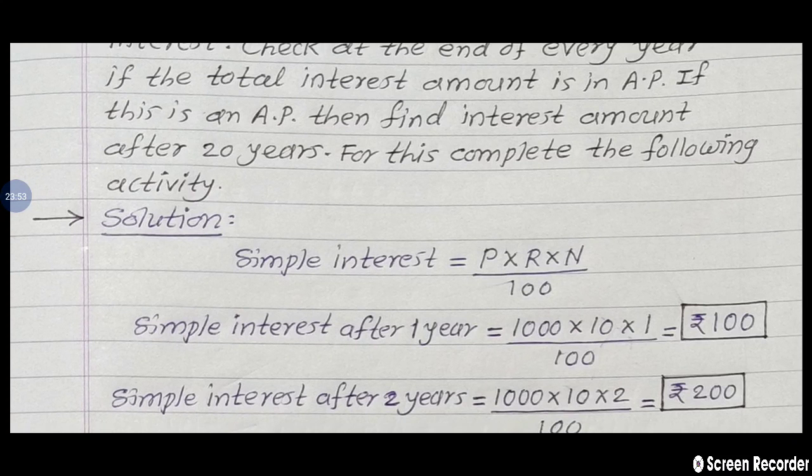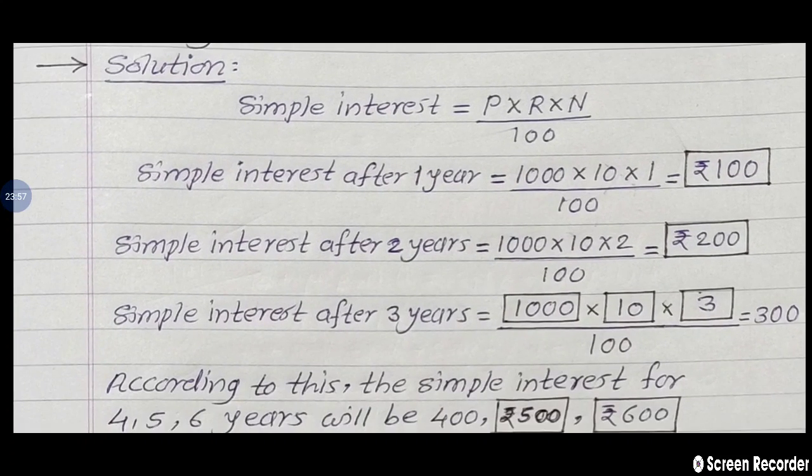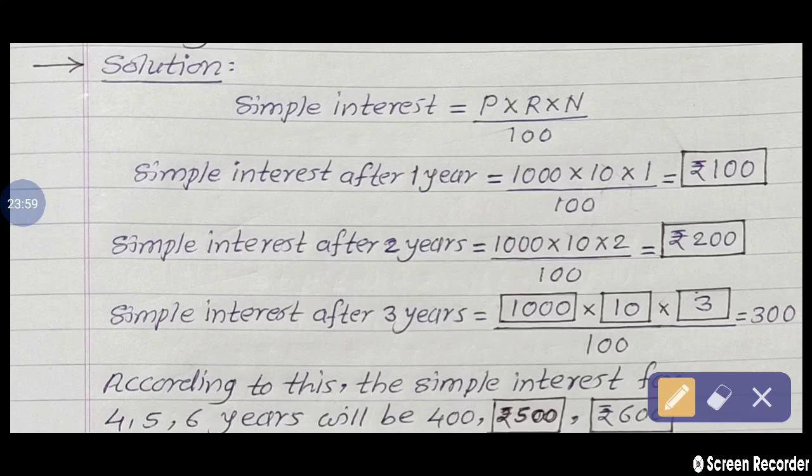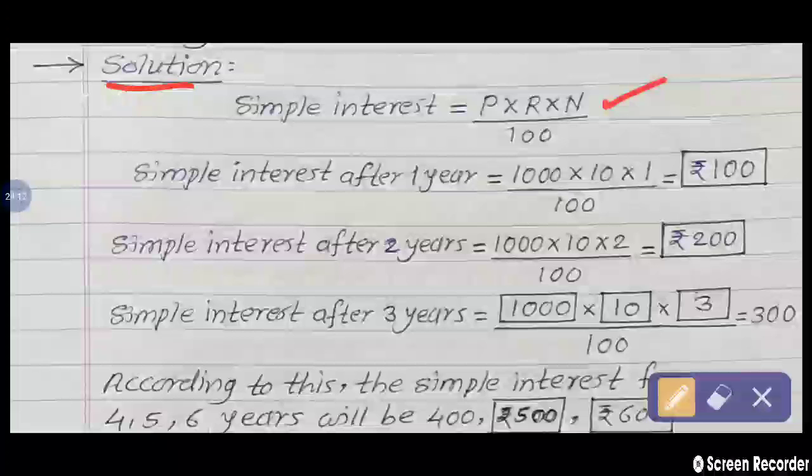So we are writing the answer of the activity wherever the empty boxes are given. So, solution. Simple interest is equal to, this formula is already given, simple interest equals P multiplied by R multiplied by N divided by 100. P means principal, R means rate of interest, N means number of periods in years.